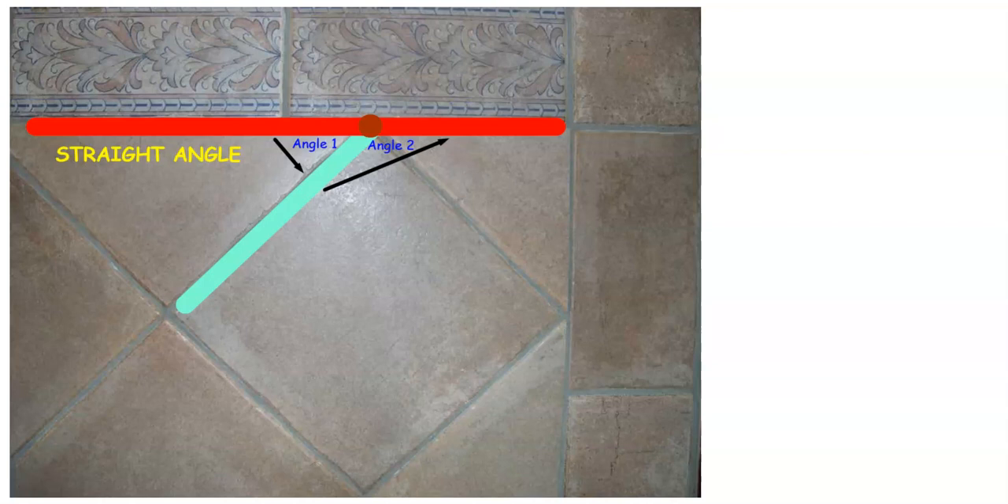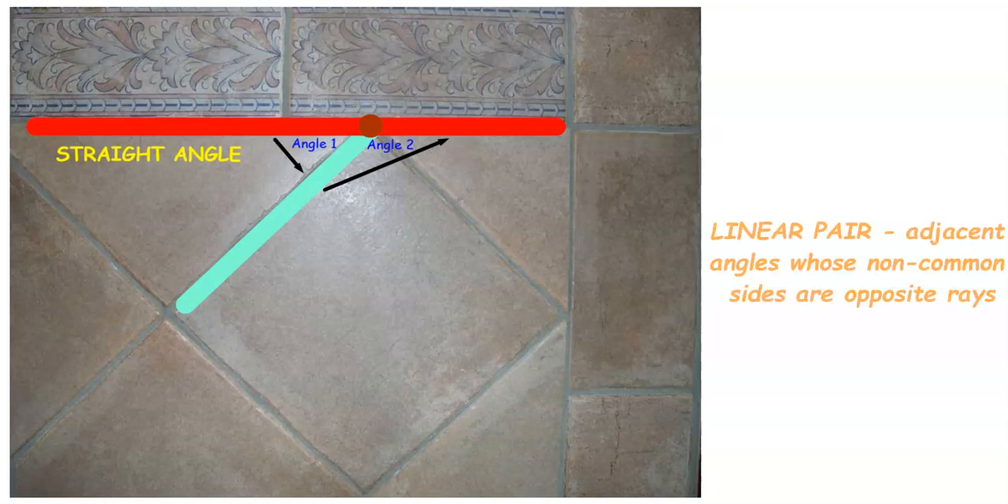So here we have angle 1 and angle 2 that are being used to create the red line that is a straight angle. Now angle 1 and angle 2 share a common ray, that is the blue line there, and they are adjacent angles. So because they create the line, we call them a linear pair. A linear pair is a set of adjacent angles whose non-common sides are opposite rays.